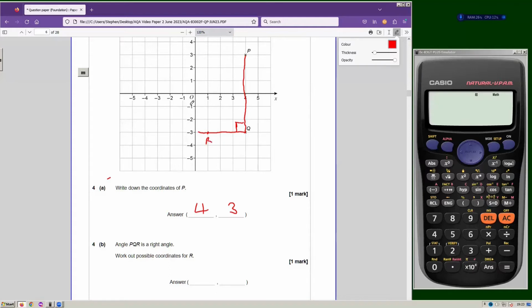So I'm going to say it's 1, minus 3. So the X is 1, the Y is minus 3. We could have picked anywhere on the minus 3. So the X value could have been anything except, of course, 4, because that'd be right on top of Q.